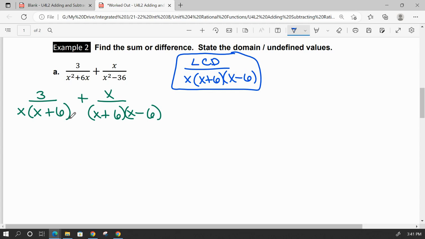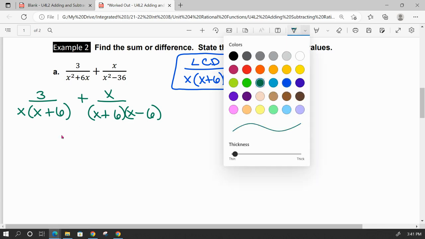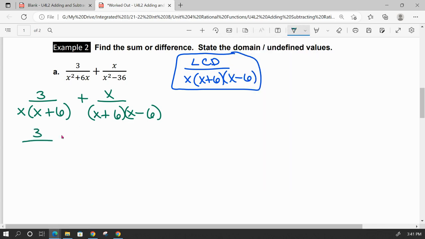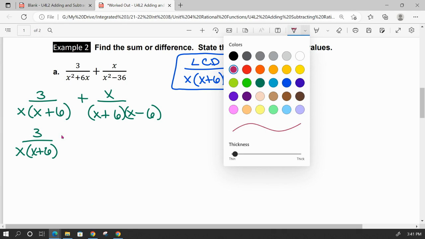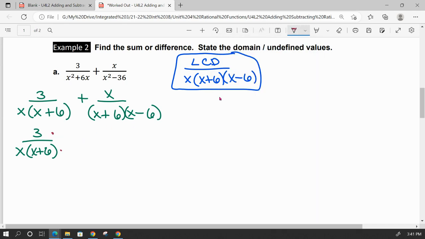So now we need our fractions to have that same denominator. So we already have the x and the x plus 6 in this fraction. So in order to make it the same as our least common denominator, we have to multiply it by x minus 6.